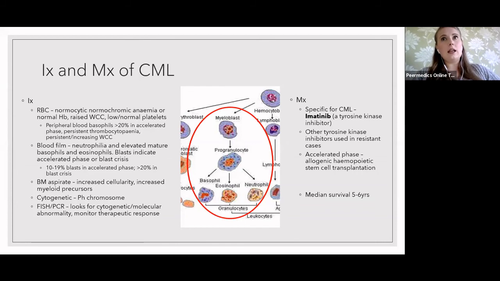This is the only leukemia where we've developed a specific treatment that works most of the time because of that Philadelphia chromosome, and that's imatinib, which is a tyrosine kinase inhibitor. Where that doesn't work, you'll just use other tyrosine kinase inhibitors, and if they enter the accelerated phase, generally you just use stem cell transplantation if the benefits outweigh the risks. Median survivability is about 5 to 6 years.